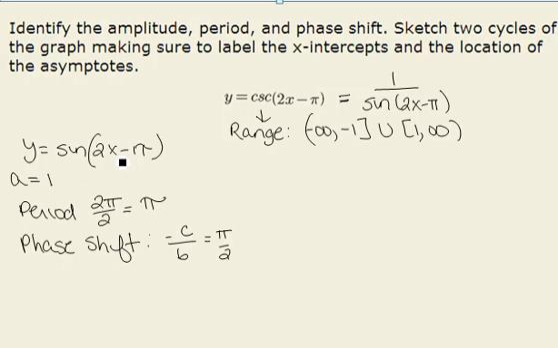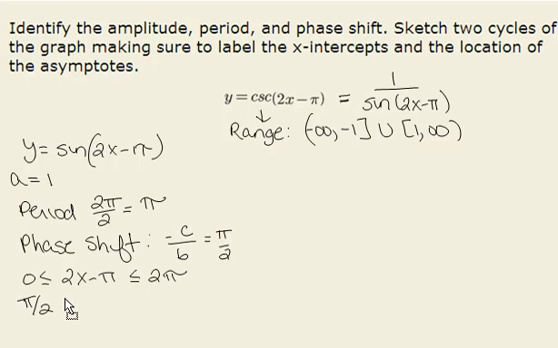Our 1 cycle interval for sine can be given by solving the following inequality. If we add pi to both sides and divide by 2, we'll get that 1 cycle interval for both sine and cosecant to go between pi over 2 and 3 pi over 2.